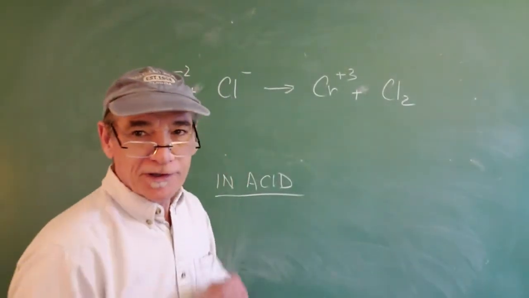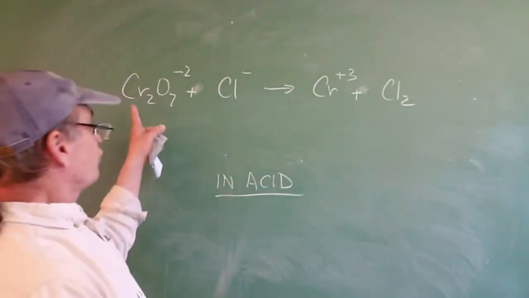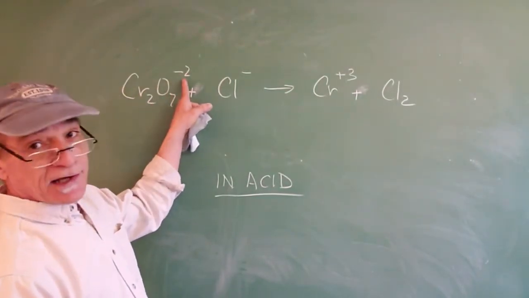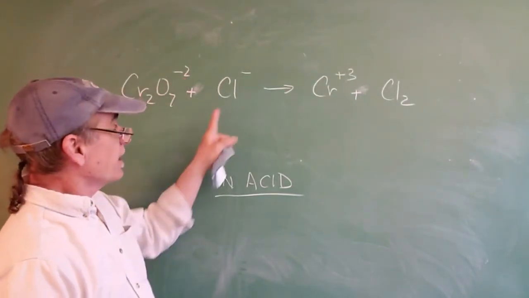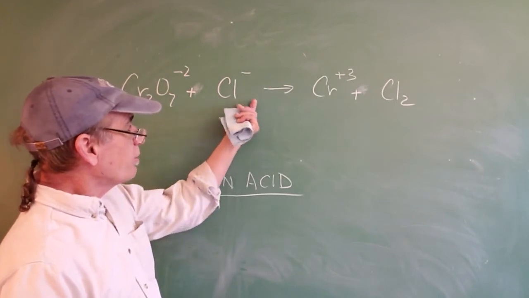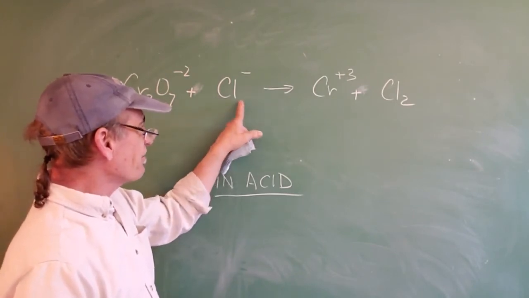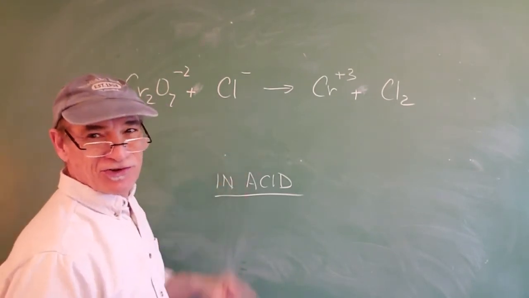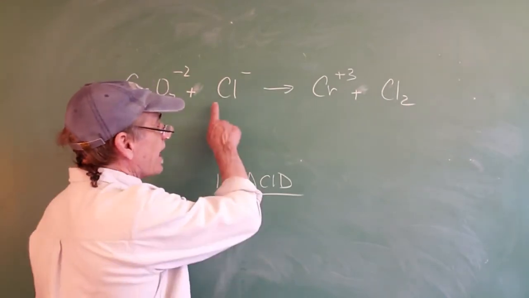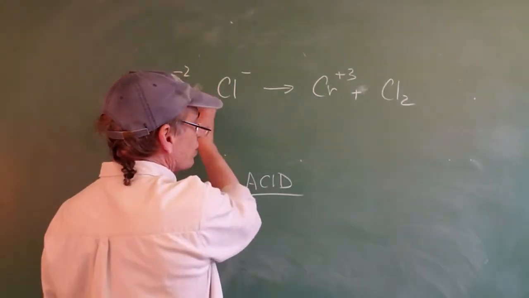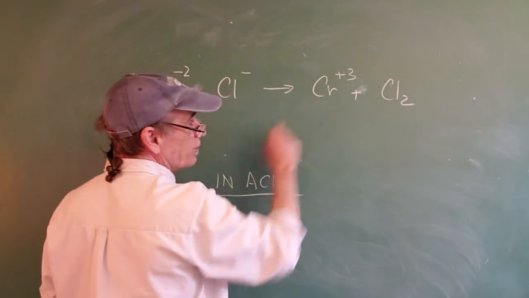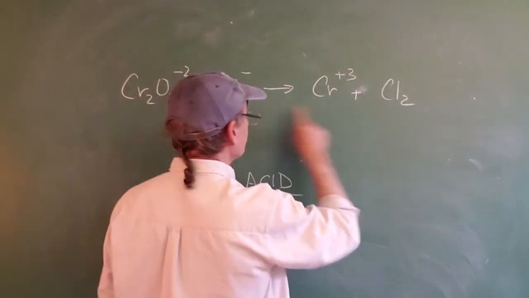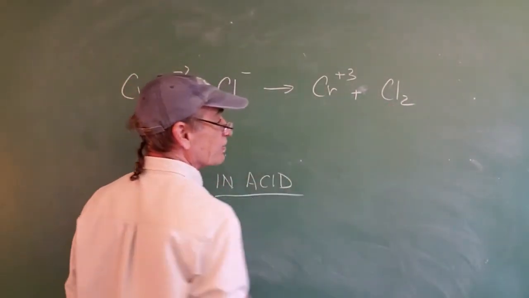Okay, here's another one in acidic solution. This is the dichromate anion. It's got a -2 charge on it. And the chloride ion, and these would both be in aqueous solution. Again, I left the phase notations off just so this doesn't get too messy. They actually have an oxidation-reduction reaction where the chromium becomes chromium +3 ions and the chloride becomes chlorine gas.